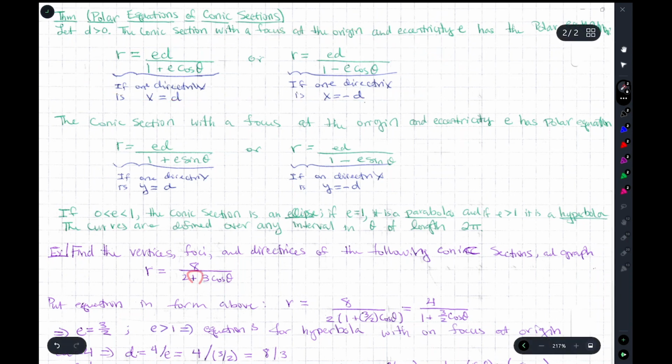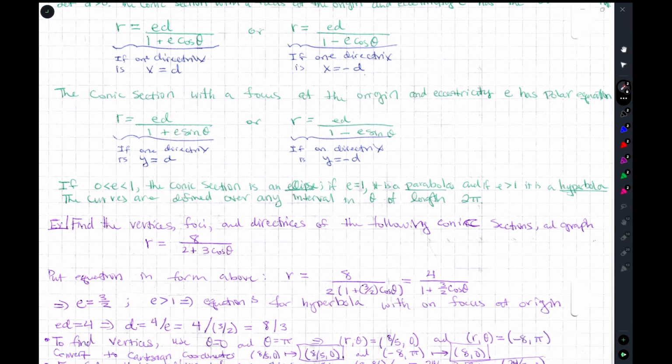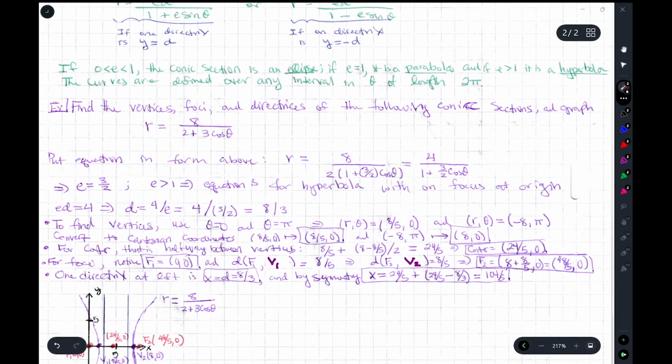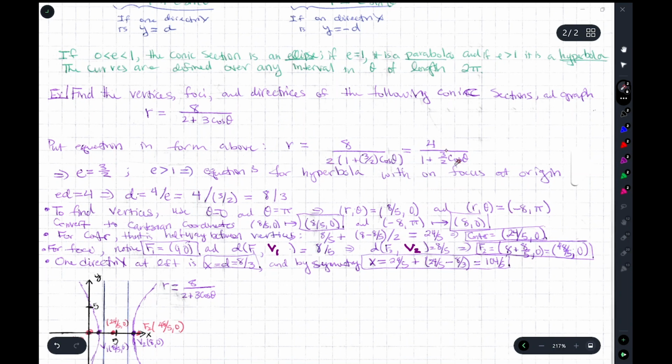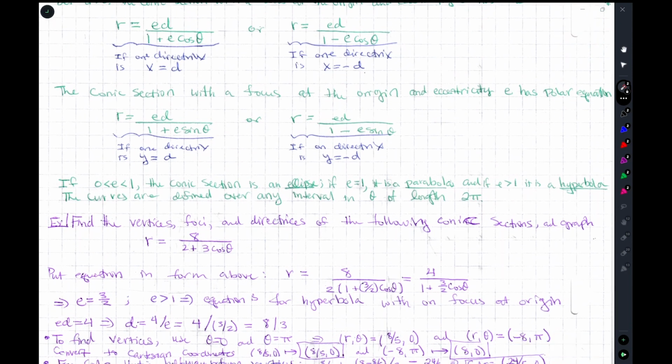We see a plus sign there, so we're going to put our equation in the form for a directrix being at x equals positive d. Well, what's getting in the way of being in this form? It's that 2 over there. So what do we do? We factor out a 2, and we'll get 4 there. 8 divided by 2 is 4. And now we're in that form for the top equation there. So you can see now we are in that basic form.